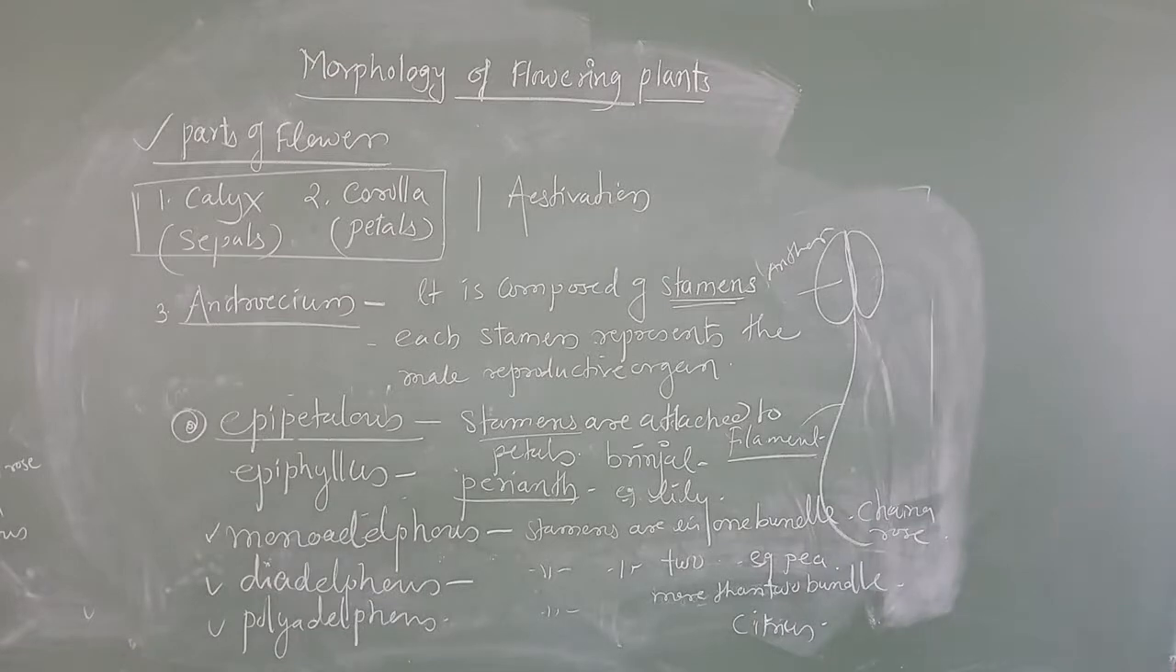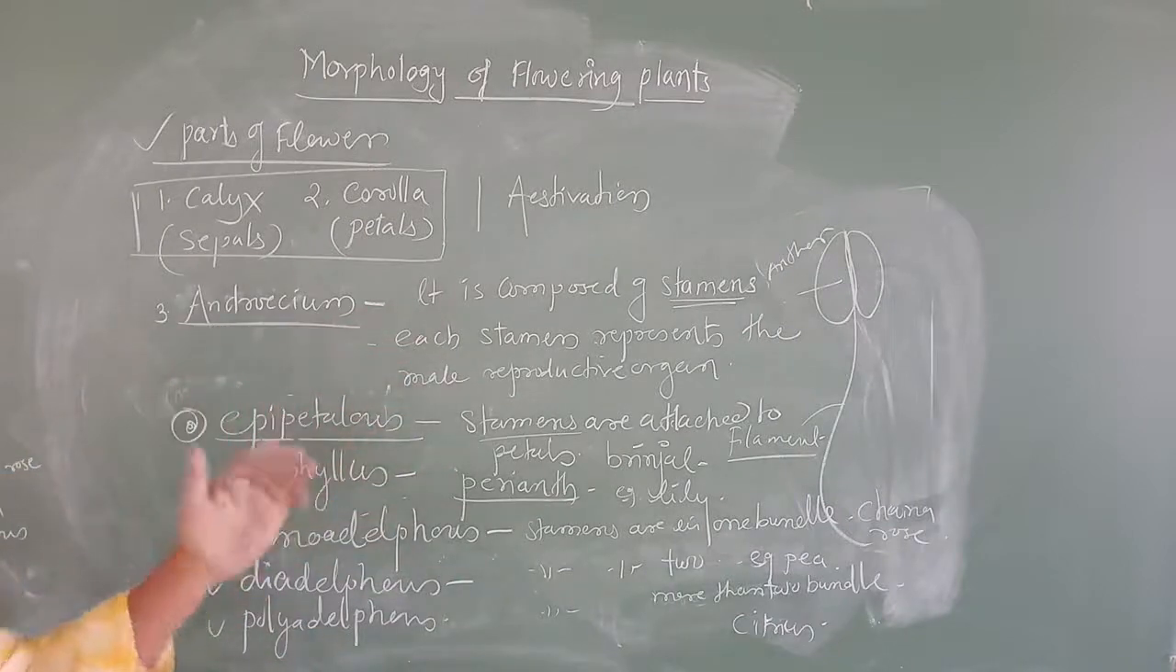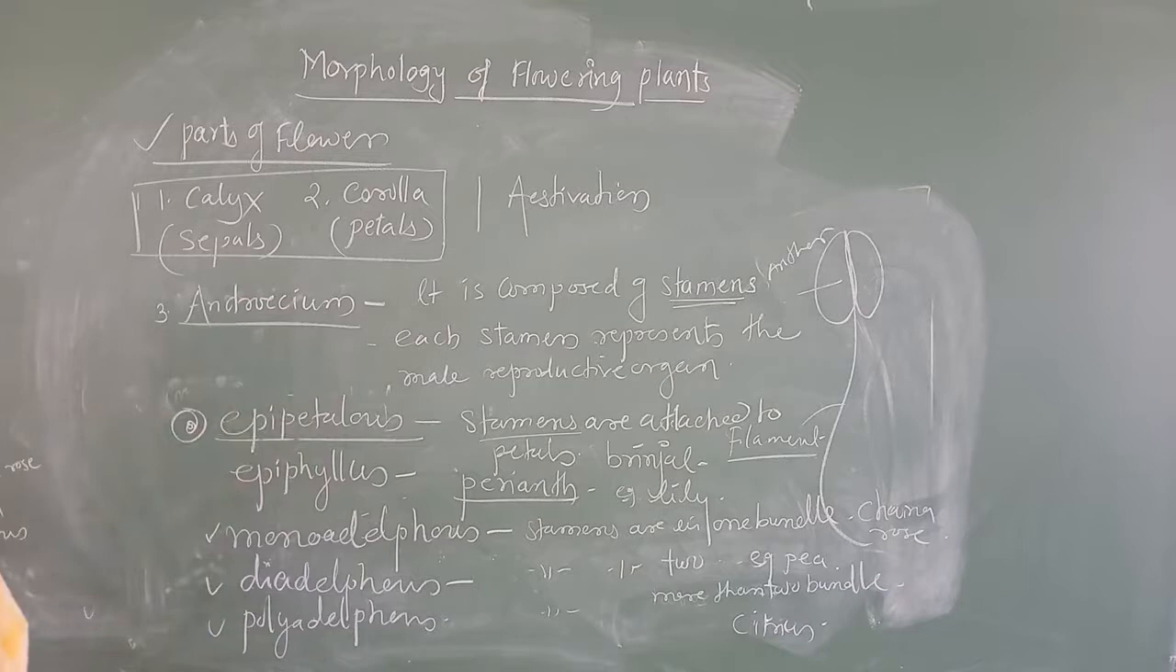So these many things you are going to remember regarding the androecium. Androecium is the male reproductive organ. It is composed of stamens. Each stamen represents the male reproductive organ. Stamen consists of filament and anther. Anther is bilobed. Just remember these things.